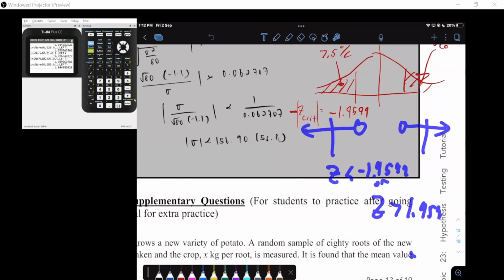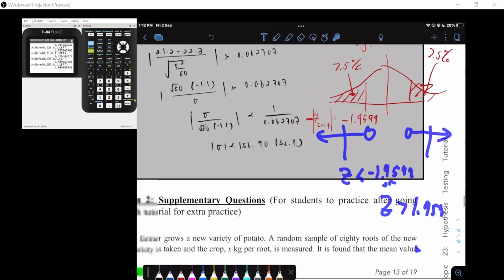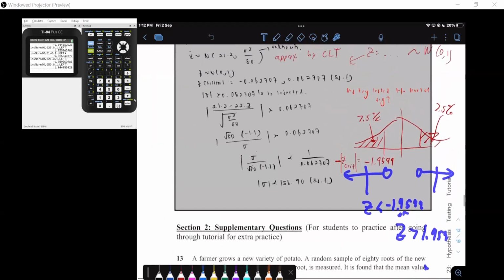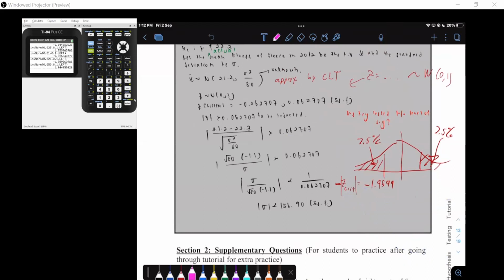But of course, in terms of inequality, that will be the modulus of Z is more than the positive 1.95. Yes, you got it. It's just that the value here should be negative or positive, sorry, 1.9599.